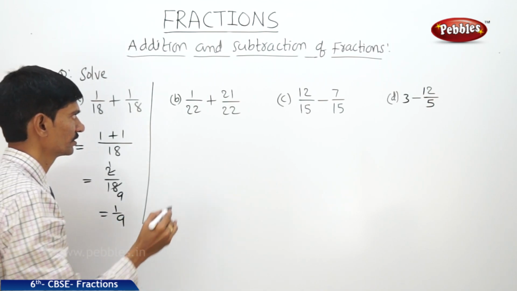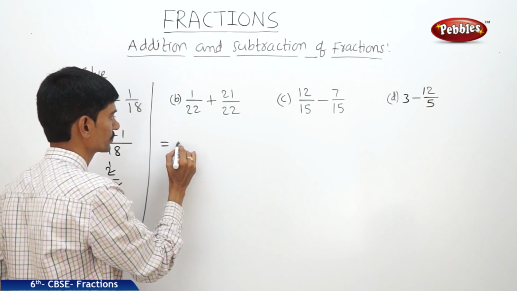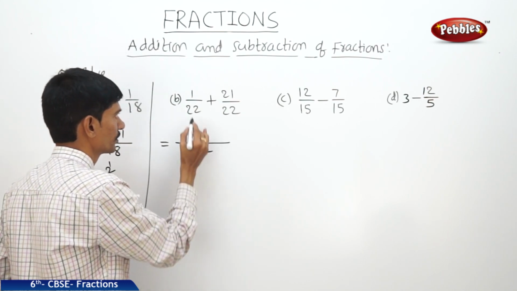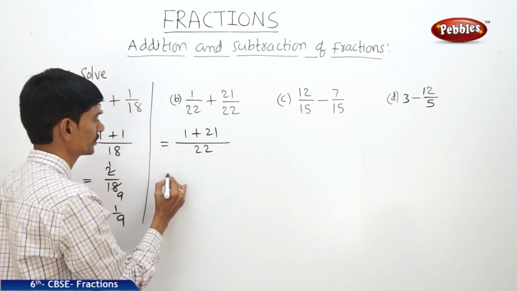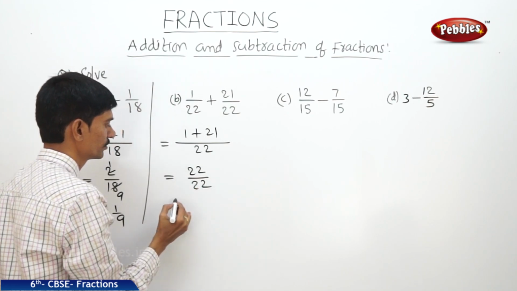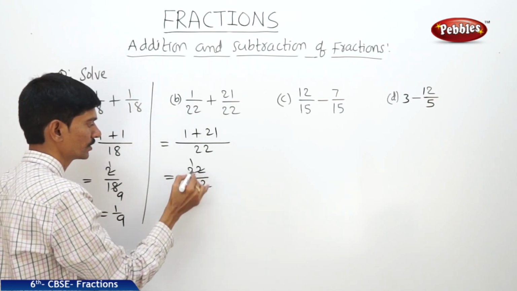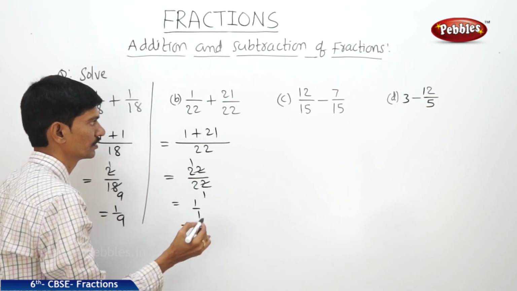Now the second question, 1/22 plus 21/22. So here also the denominators are equal. Now we can add the numerators, 1 plus 21. So this equals 1 plus 21 is 22 over 22. If we cancel the 22, 22 ones are 22, so 1 by 1 means 1.